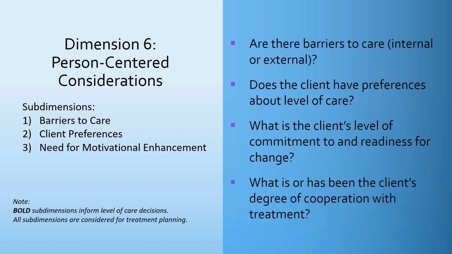So the subdimensions here are, first, any barriers to care, so any things that would stop the person or make it difficult. Even think back to dimension 5 when we were talking about transportation, childcare. Those are absolutely potential barriers to care. So we'd want to make note of those possibly a second time here. Number 2, this is the one I find the most fascinating, is the client preferences.